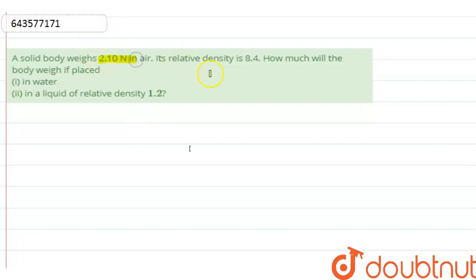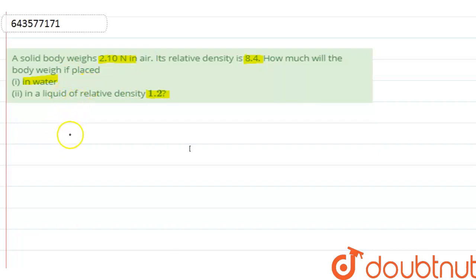In this question, there is a solid body which weighs 2.10 Newton in air and its relative density is 8.4. How much will be the body weight if placed in water, and if in a liquid of relative density 1.2? So let's see the problem.